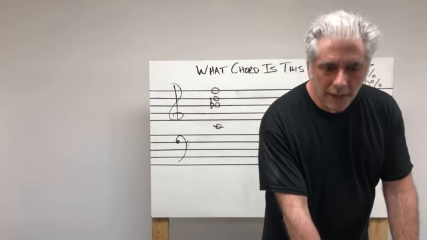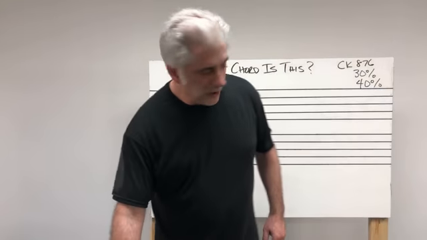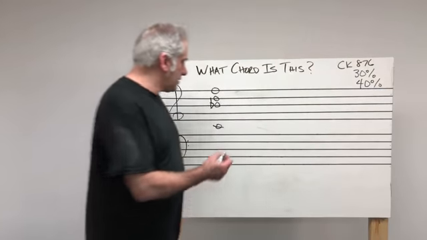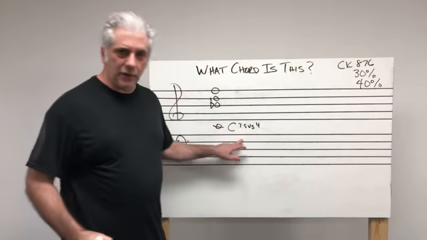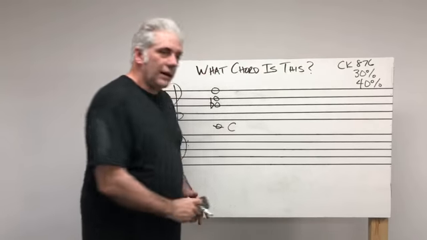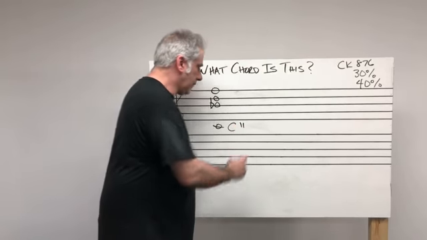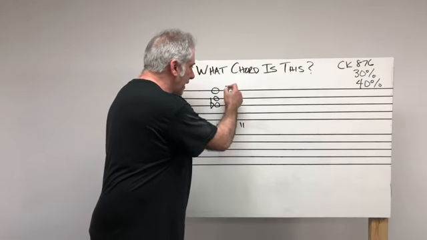So I've got the 1, flat 7, 9, 11. Some people would call this C7 sus 4, but it's not really C7 sus 4. It's really a C11 chord. Or, even more descriptive, a B flat major, right?